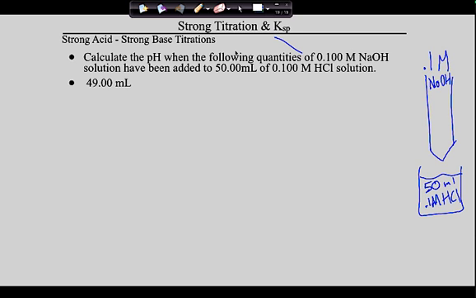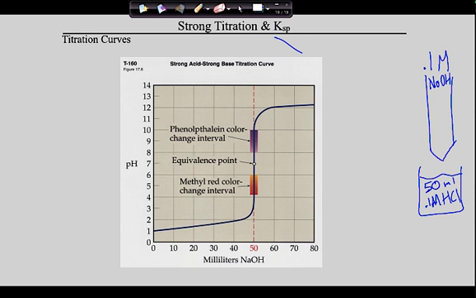So guys, let's contextualize this by putting it on the graph. If we look at our titration curve, realize we're saying 49 milliliters. So we're talking right there, right? So what will the pH be? Well, it's going to be somewhere around 3. But we're going to calculate exactly what it is at 49 milliliters. So let's do that and figure this out.